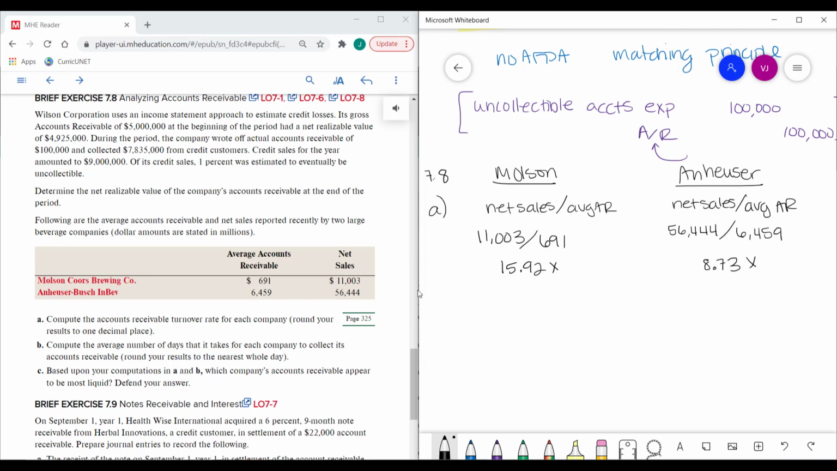Now, they want to know on B, compute the average number of days it takes for each company to collect its accounts receivable. So that's where we're going to take these turnovers. Instead of looking at how many times a year this is happening, look at how many days on average it takes them to collect any given accounts receivable. So how do we do that? We take the number of days in a year, 365, and divide it by that turnover rate. We'll convert it into days.